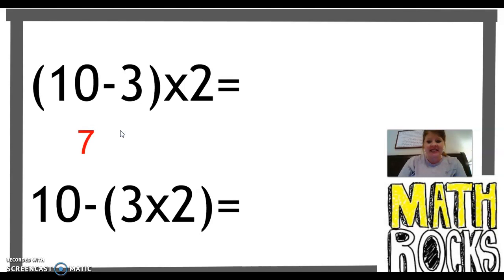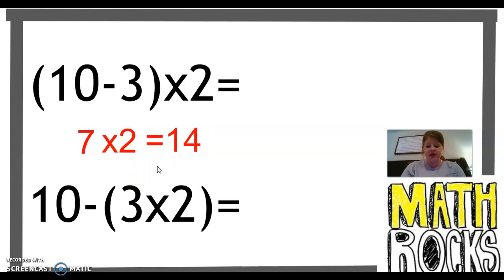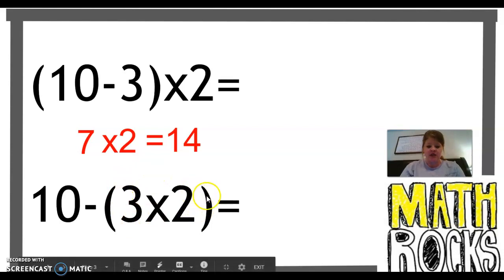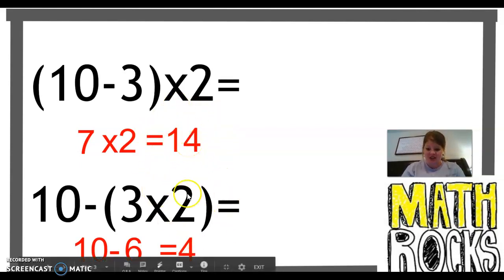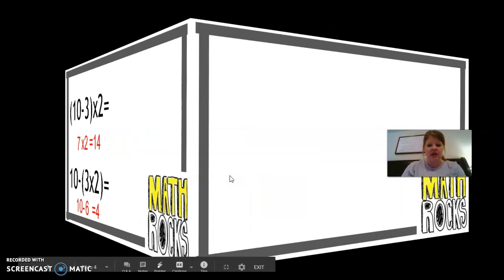10 minus 3 is 7. 7 times 2 is 14. Okay, you do the parentheses first. Always do the parentheses first. So we will do this first this time. 3 times 2 is 6. 10 minus 6 is 4. So do you see how, depending on where the parentheses are, you get different answers? Okay, let's keep looking at more examples.